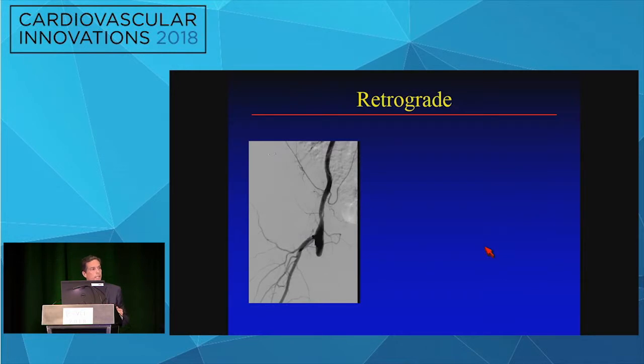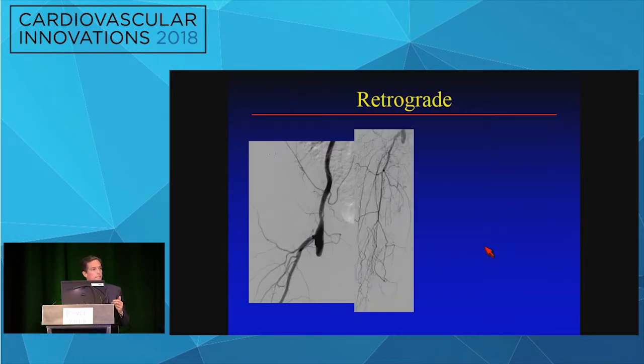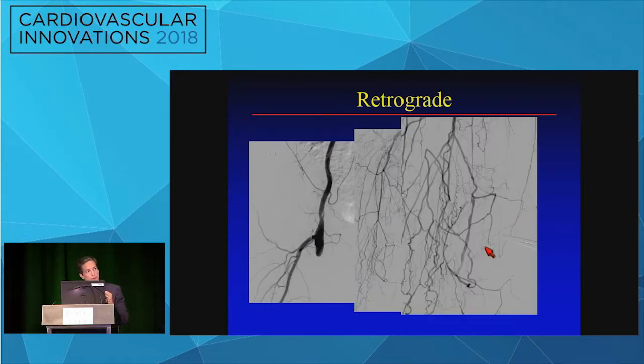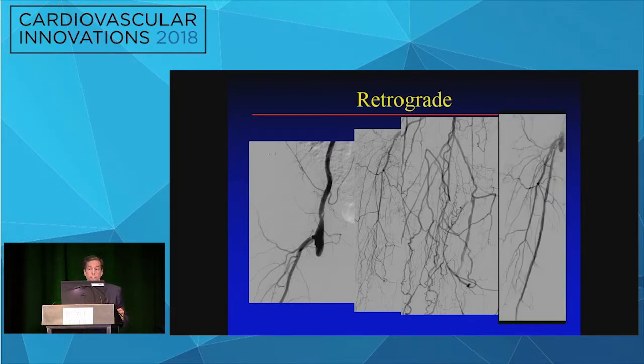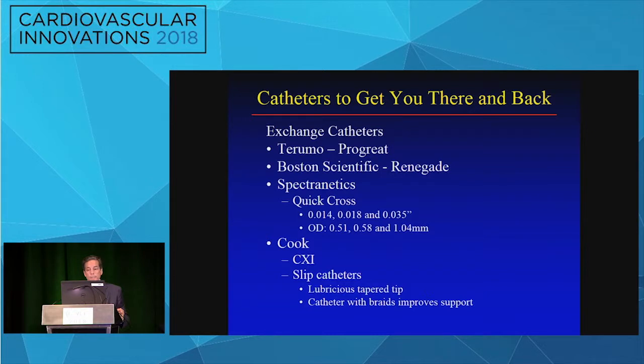These retrograde techniques are really lovely. They look fantastic, but again, you have to have a mechanism to follow it, and you've got to prove that you're actually doing some good for the patient, not just limb salvage, although it's very important. Once you get there, you've got to have catheters to get you there and back again. Again, you've got to be able to drive your car to and from work. So you've got to have things that will allow you to transfer either wires or technologies over this system to allow you to get in and out of trouble.